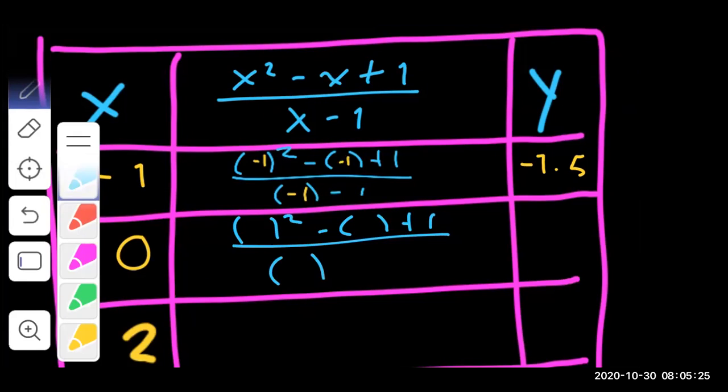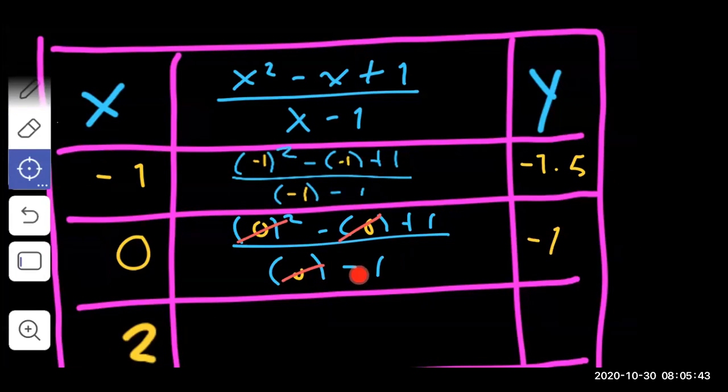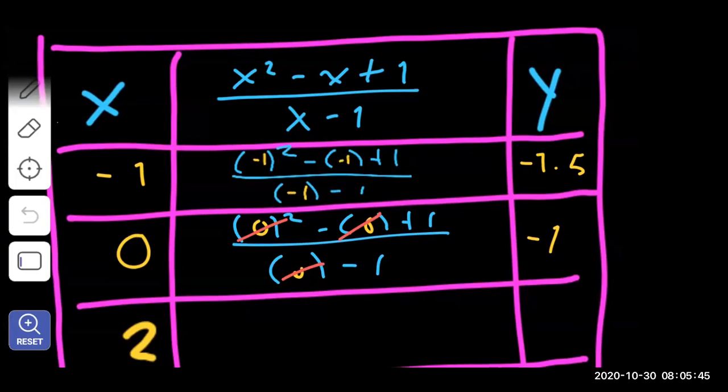Okay, the other one, what about 0, guys? I love using 0. I can tell you, it's negative 1. You see how clever I am? Just kidding, guys. It's really simple because the x terms cancel. This is just 0, 0, and you will only find 1 over minus 1, which is minus 1.